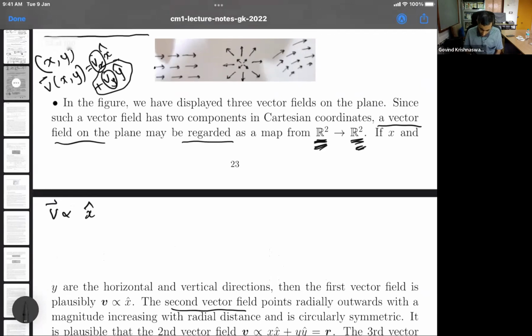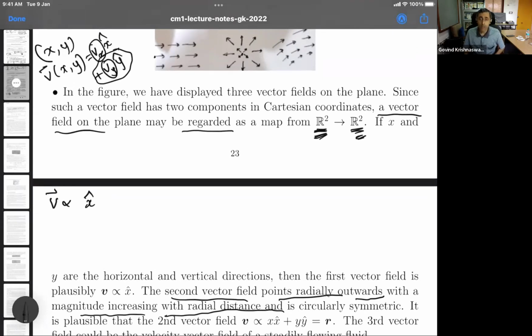The second vector field, you will agree, points radially outwards from this center point, with a magnitude that increases with the radial distance. The lengths of the arrows are supposed to give you the magnitudes. Furthermore, it is circularly symmetric. The picture is meant to convey that the lengths of the arrows do not vary as you go around a circle of a fixed radius about the center. So we will call this a circularly symmetric vector field on the plane, which is radially directed.